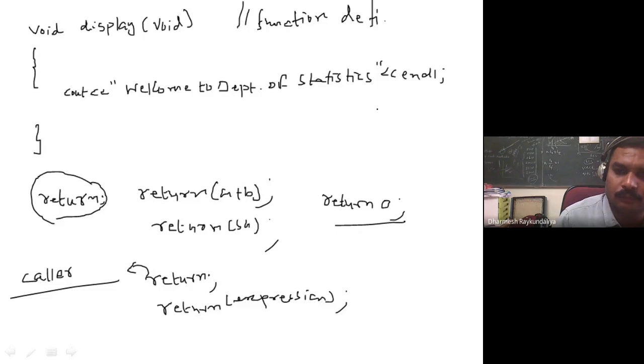So there are two roles. One is terminate. जैसे ब्रेक टर्मिनेट करता है, वैसे ही ये टर्मिनेट फंक्शन करेगा. And second, it will return a value to its caller.